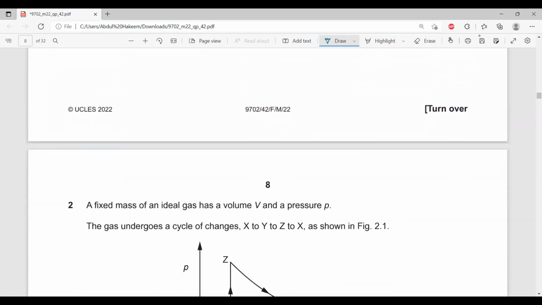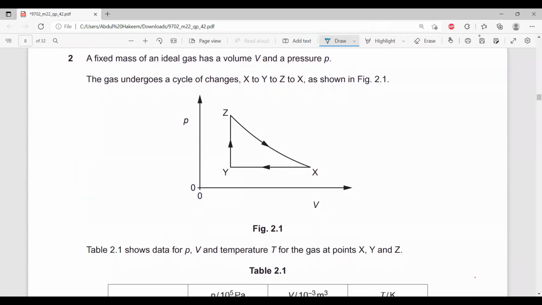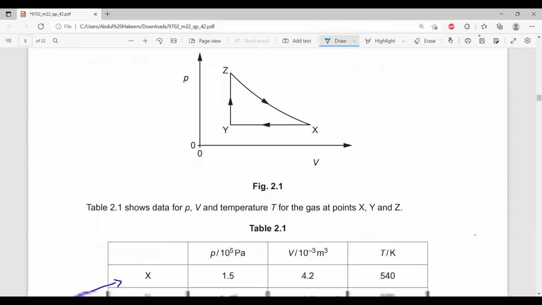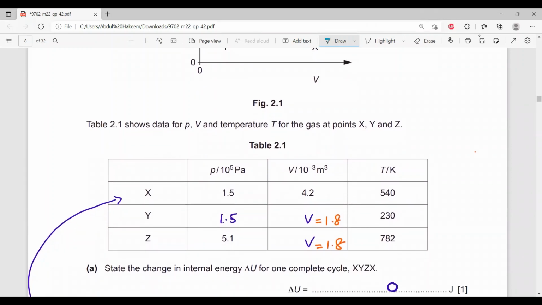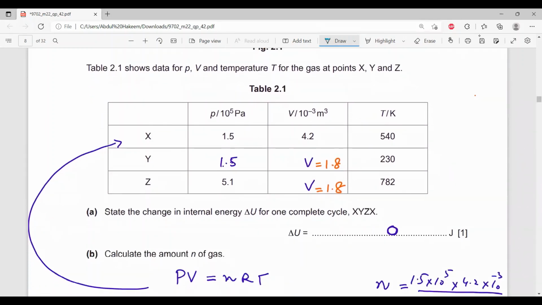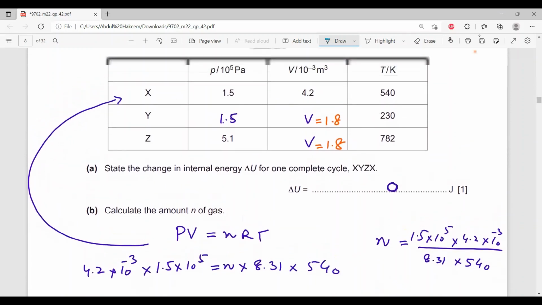Now move to the next question. A fixed mass of an ideal gas has a volume V and pressure p. The gas undergoes a cycle of changes X to Y, Y to Z, and Z to X. The table shows the data for pressure, volume and temperature for X, Y, Z. State the change in internal energy for one complete cycle. Do remember, for one complete cycle, the change of internal energy is zero. So the answer is zero.